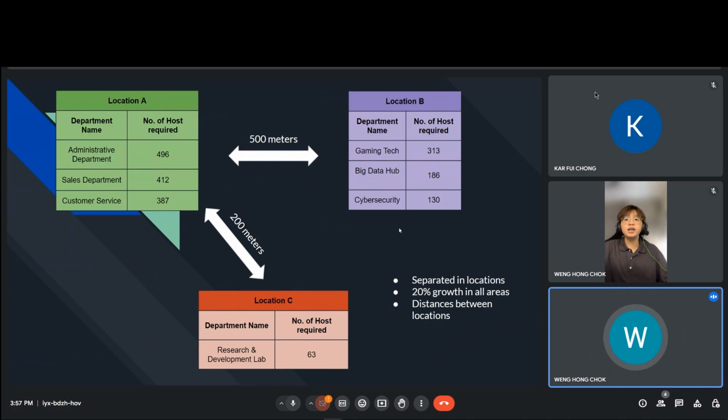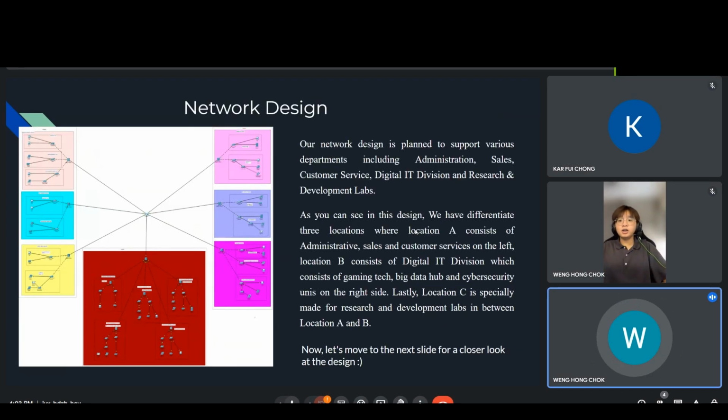Location A is next to location B with a distance of 500 meters, while location C is 200 meters away from location A. Now, let's look at our network design. As you can see in the slide, we have separated departments into three different locations. Location A is placed on the left side of the network design, location B is placed on the right side, and location C is placed on the bottom. Next slide, we can have a closer look at our design.